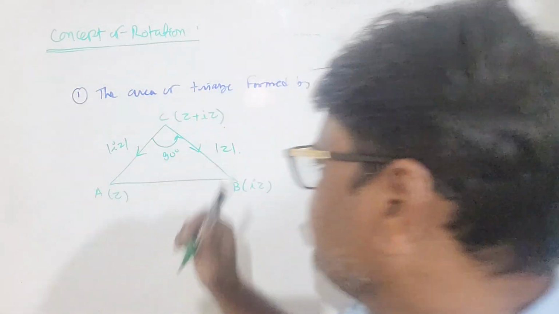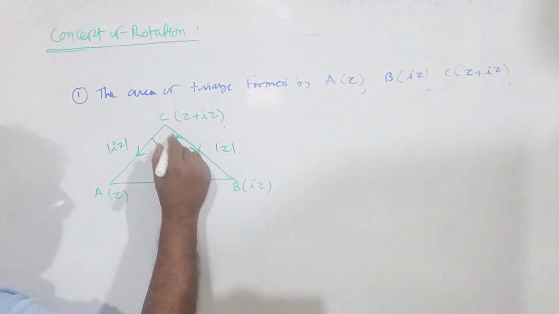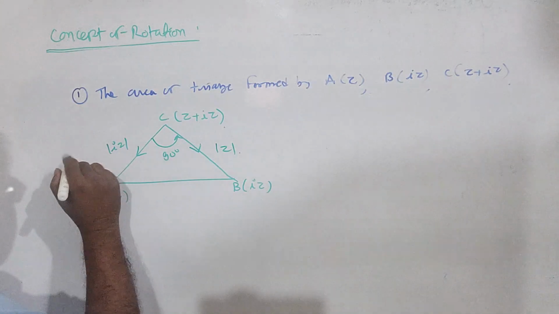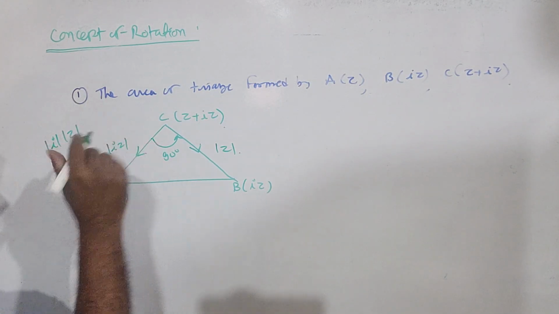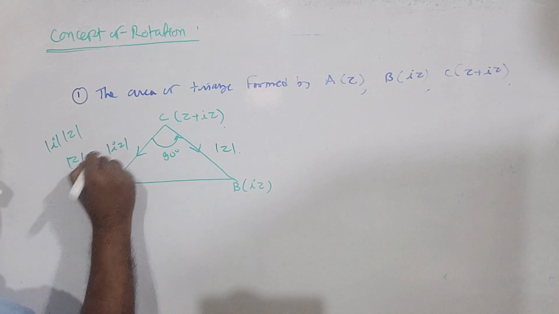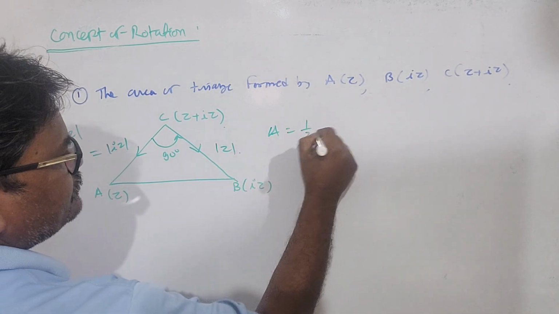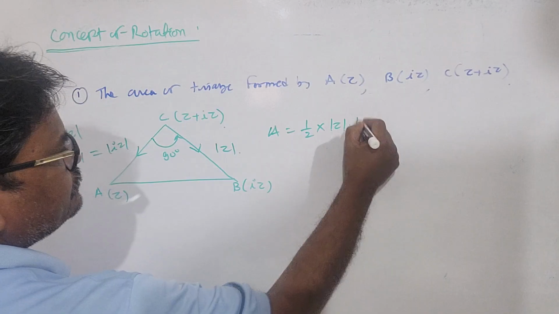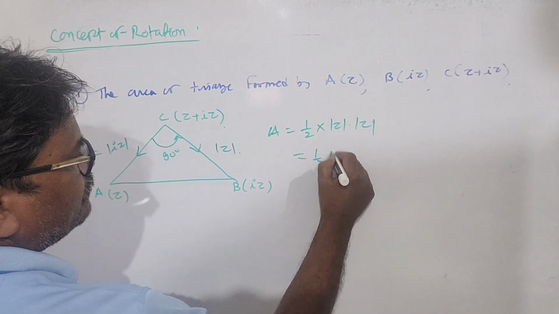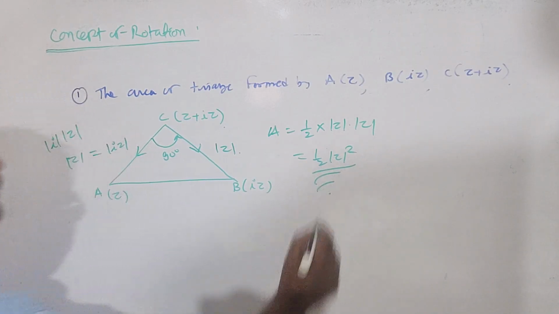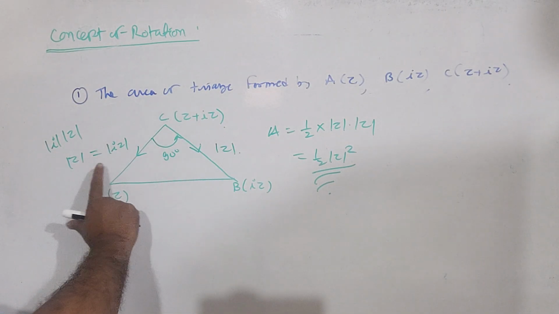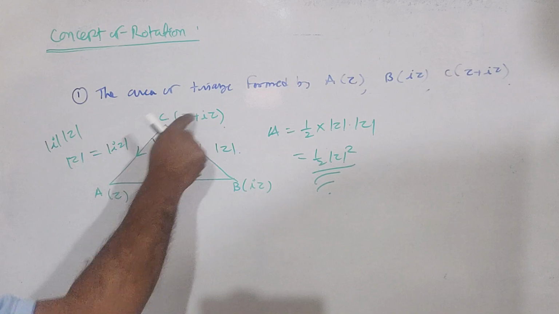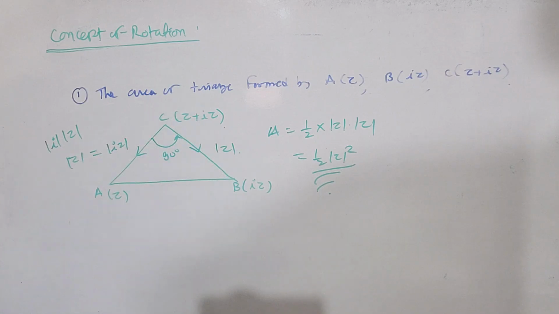So therefore this angle is 90 degree, and the length of these two is modulus of z, and modulus of iota z is modulus of iota into modulus of z. Modulus of iota is always 1, so this is simply modulus of z also. So therefore area is half into base into height, that is half into modulus of z into modulus of z, equal to half modulus of z square. Got it? Good. Because these vectors we can find out by the modulus of the difference of these two. That okay? Fine.